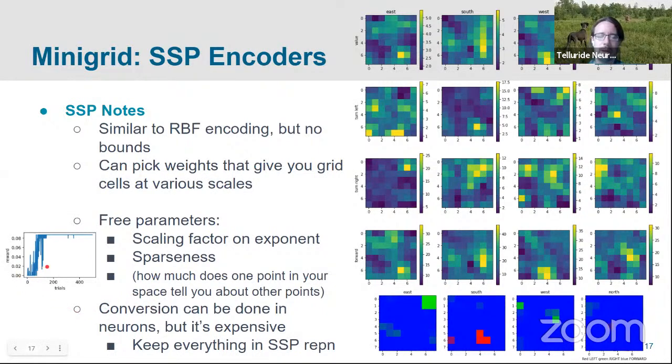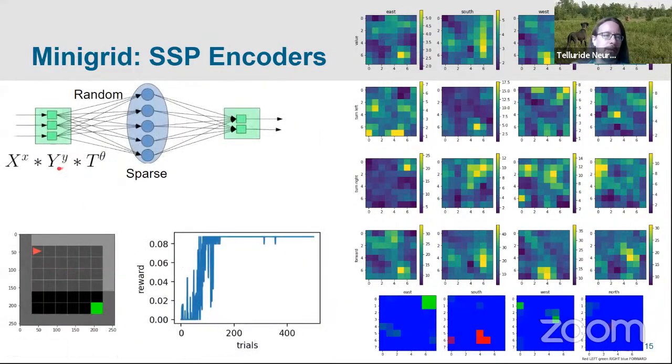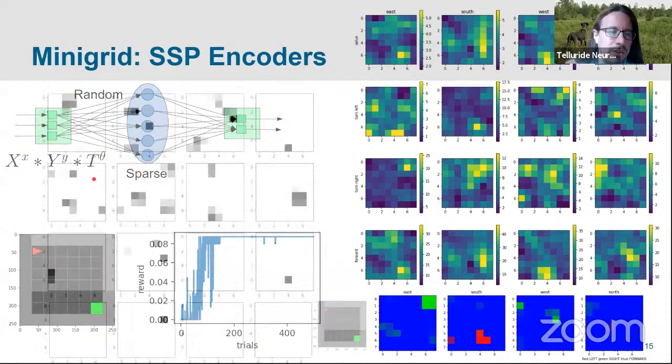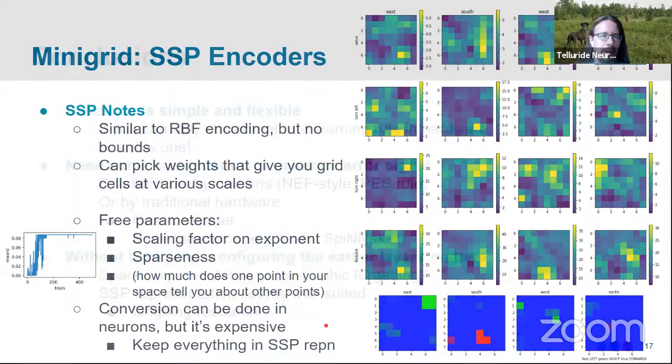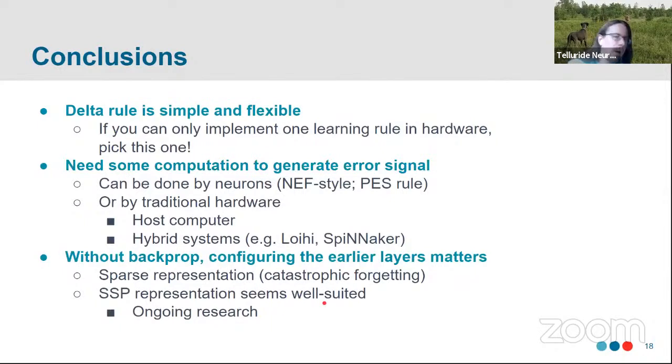It also raises the issue that I now have to convert back and forth between X, Y, theta, and this representation. If I'm working in neurons, I generally just stick with this style of representation. You can convert back and forth in neurons, it's just pretty expensive. But anyway, that's a little detail there.